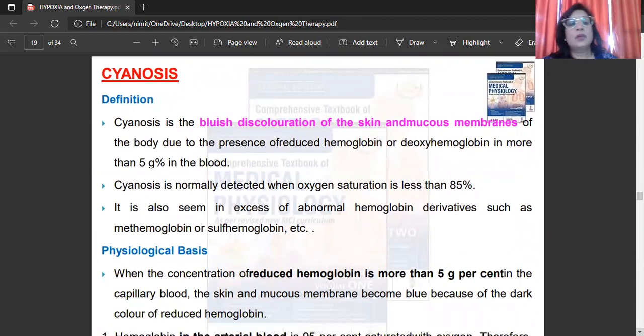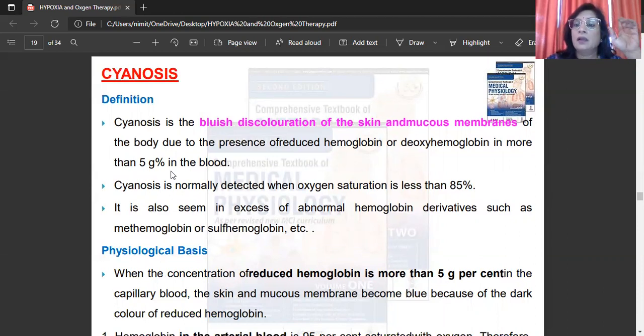Now, what is cyanosis? Yes, cyanosis is the bluish discoloration of skin and mucous membrane in the body due to the presence of reduced hemoglobin. Very important. So bluish discoloration of the skin and the mucous membrane because of the presence of reduced hemoglobin or deoxyhemoglobin more than 5 gram percent in the blood.